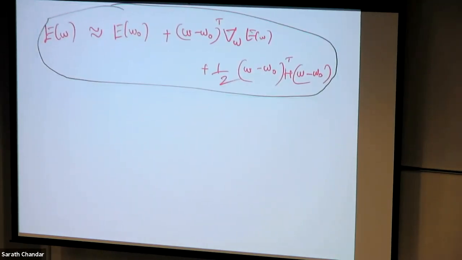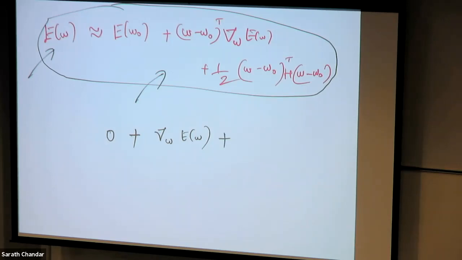Okay, I'm going to make this approximation for E of W. So now, instead of differentiating this E of W and setting it to 0, I can differentiate the right-hand side and set it to 0. So I'm going to differentiate this. Now, E of W0 is evaluated at a point, so the gradient is 0. Plus, for the second term, it's just the gradient of E.